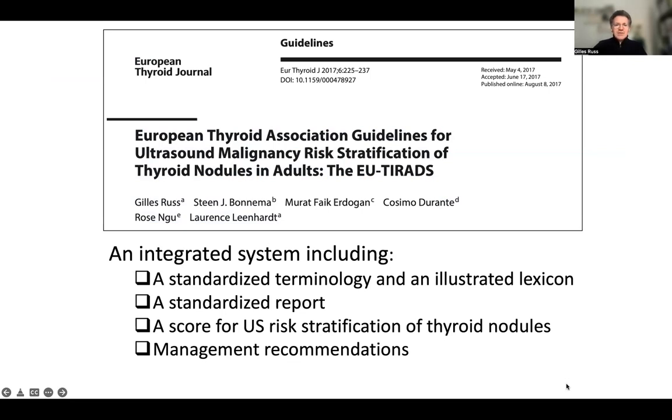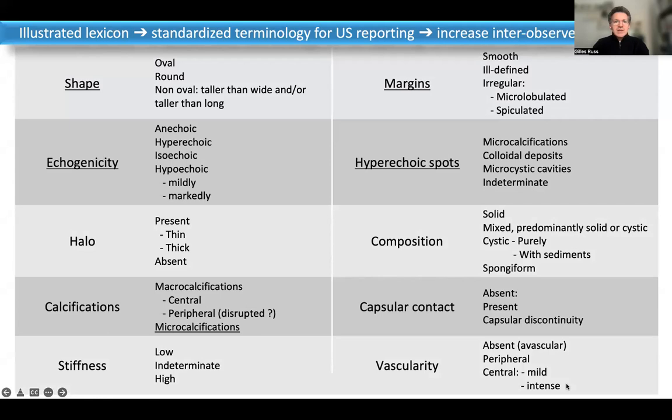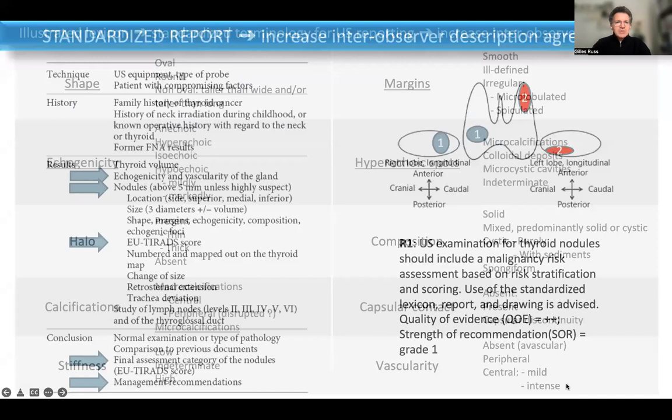So the ETA thyroid guidelines is an integrated system, which means there is a standardized terminology, a standardized report, a score for US risk stratification, of course, and some management recommendations. This is the illustrated lexicon. The aim was to standardize terminology for US reporting, so as to increase inter-observer agreement. I will be showing you numerous examples of this lexicon during the lecture.